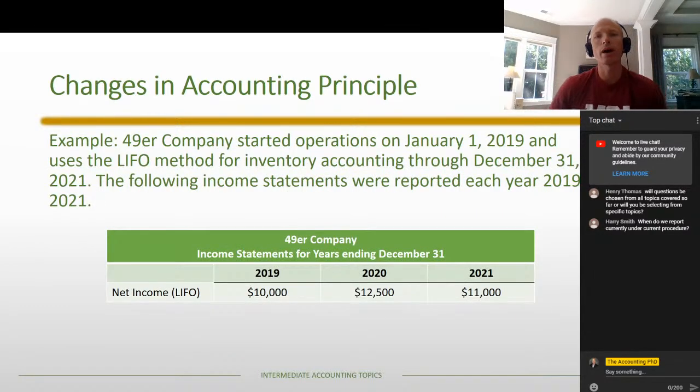All right, so let's talk about the 49er company. In this example, 49er company started its operations on January 1st, 2019, and they used the LIFO method for inventory all the way through December 31st, 2021. And then this is the income statement information for those years. They reported net income of $10,000 in 2019, and then $12,500 in 2020, and then $11,000 in 2021, all using the LIFO method.